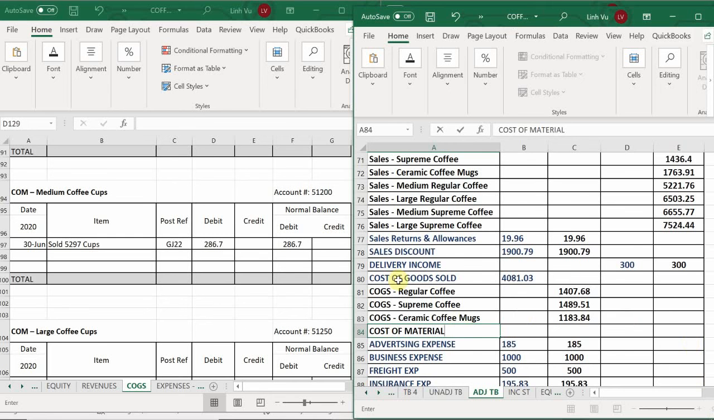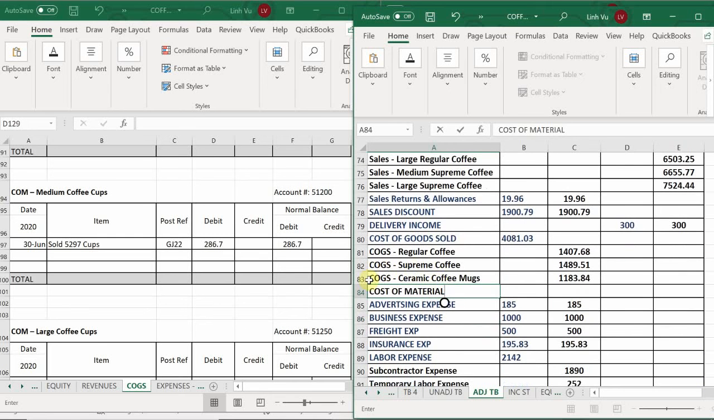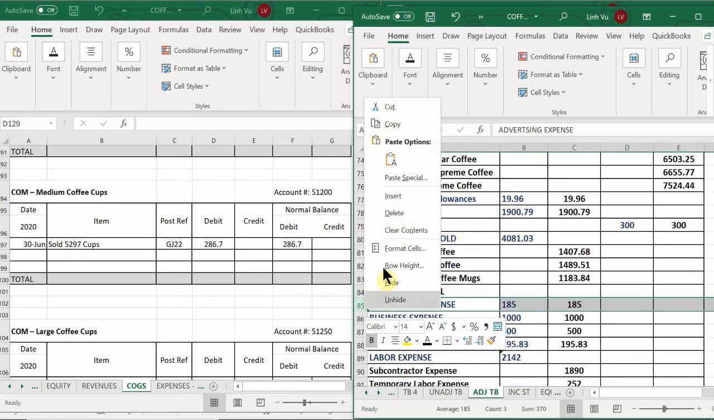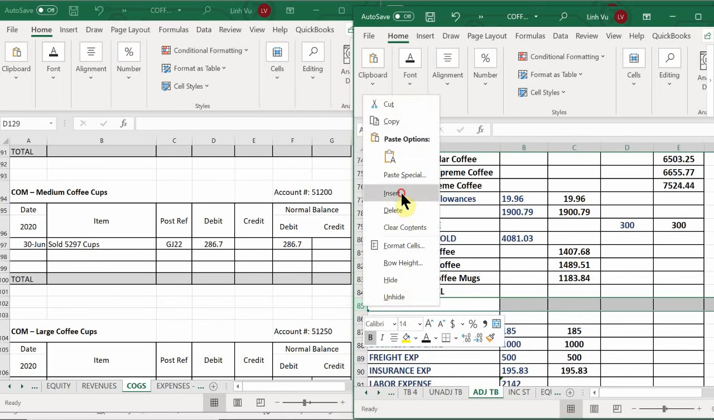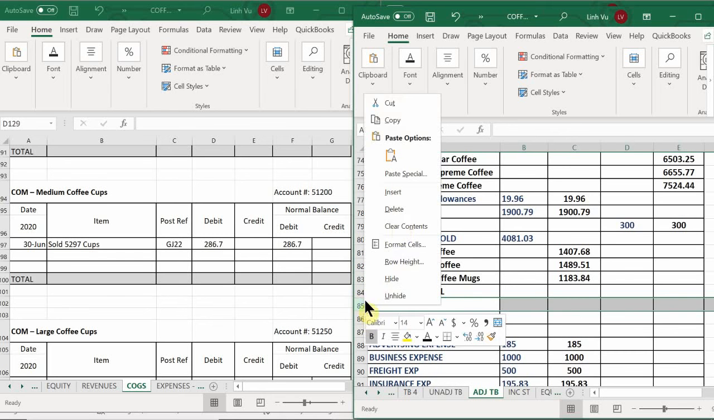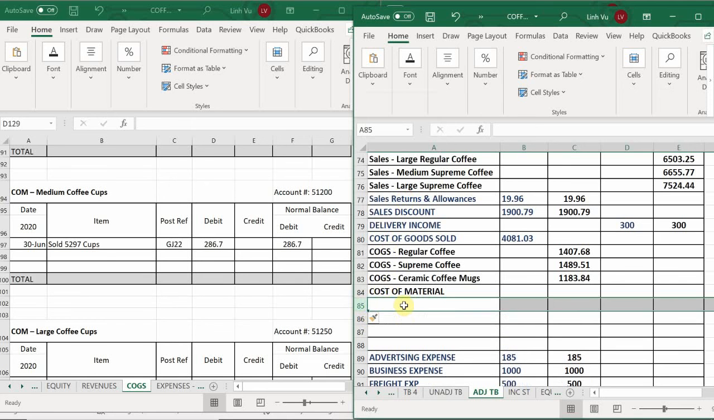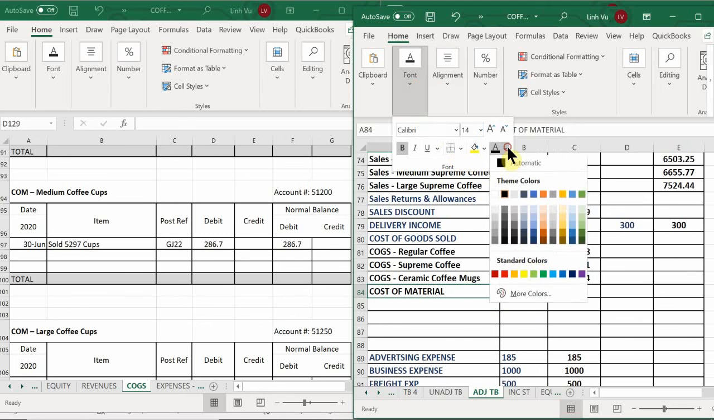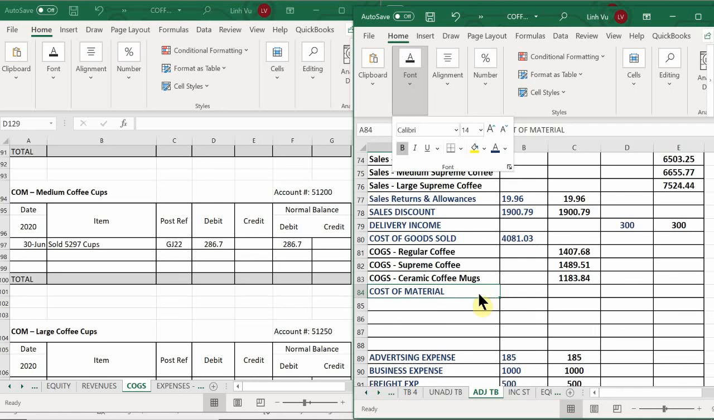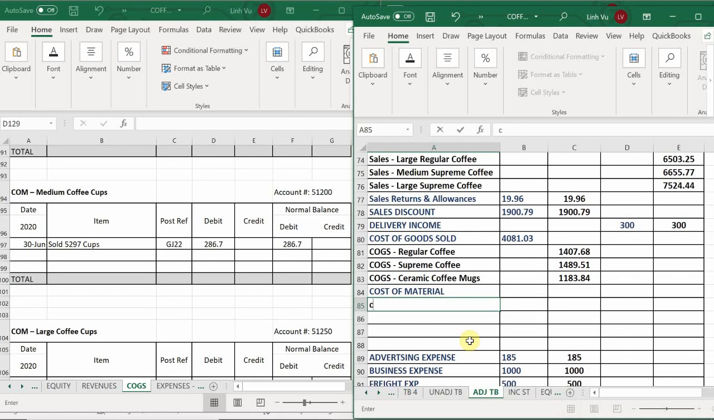Okay, so that means I'm going to be inserting extra stuff in here. So one for the medium cups, for the large cups, the medium coffee, the sugar, and the creamer. Okay? Let me go ahead and make this blue so we know that this is a main account.